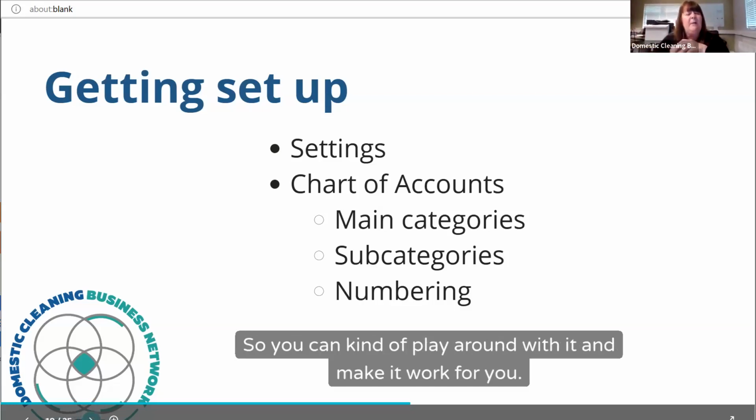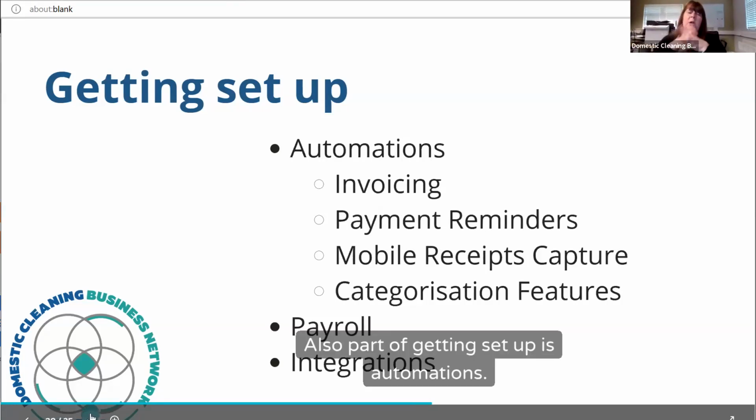So you can play around with it and make it work for you. Also part of getting set up is automations.